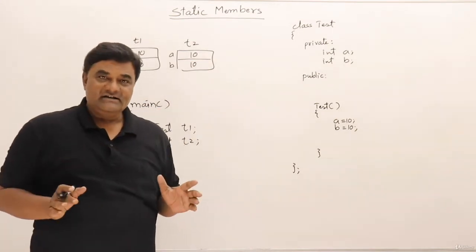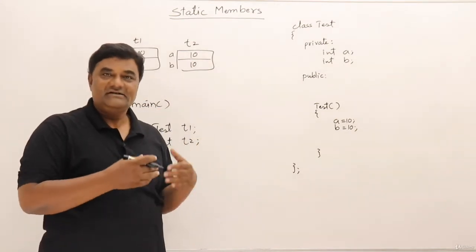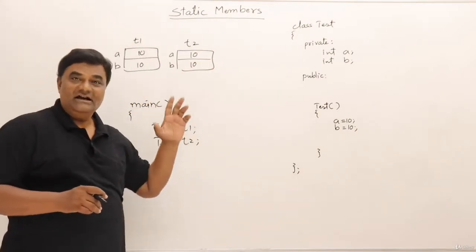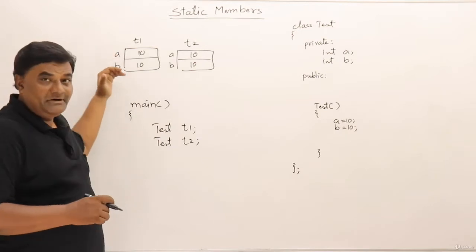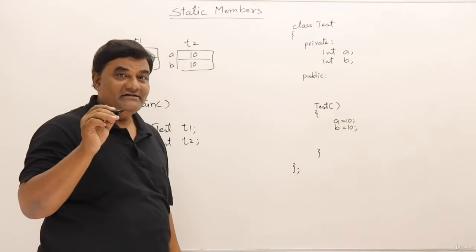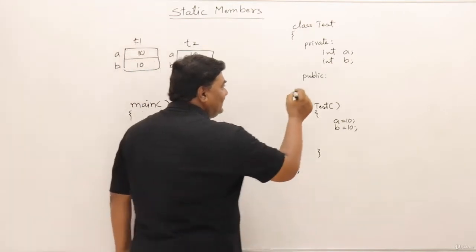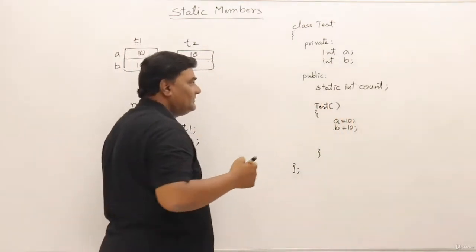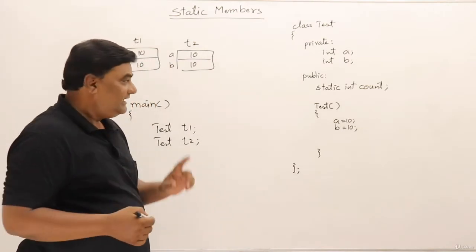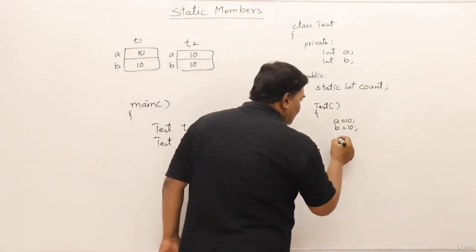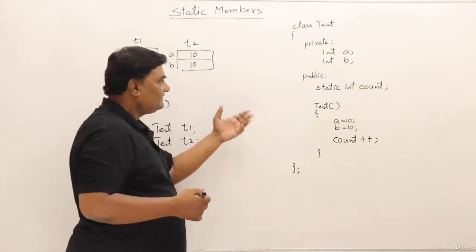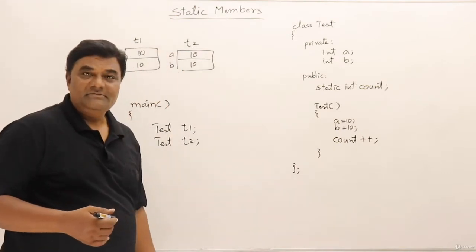Now, to understand static, let us follow this. I have created two objects of the same class, so every object will have its own A member and B member. So AB, AB. Now let us understand what a static data member is. I will declare one variable in public, a static variable. Static int count. Then I will also do count plus plus inside the constructor. That's it. This is a static variable.